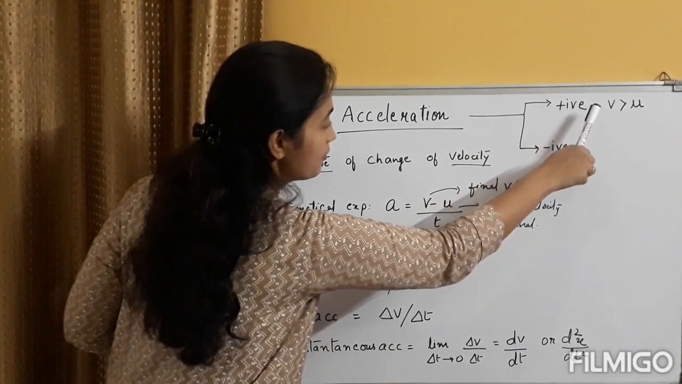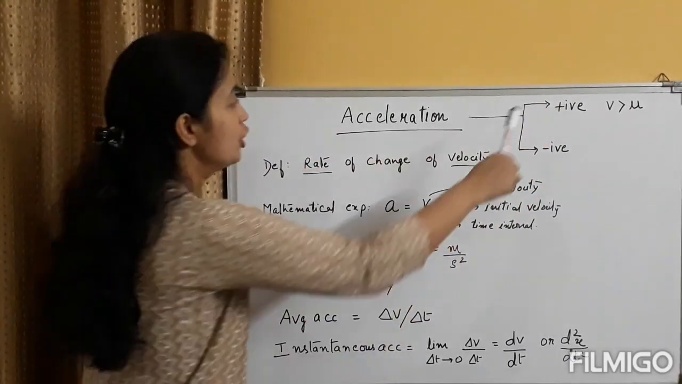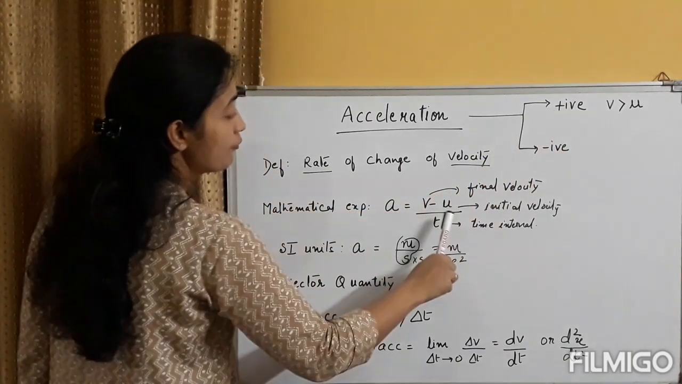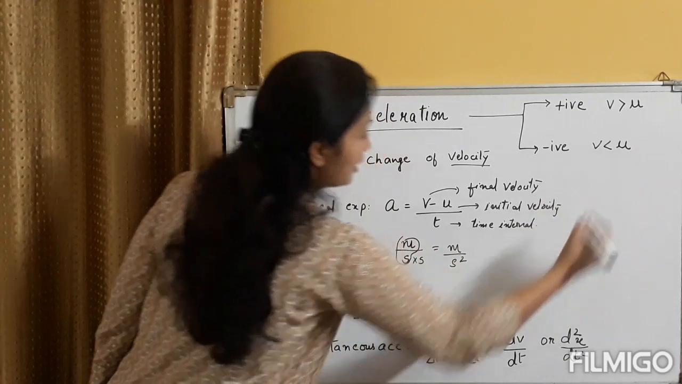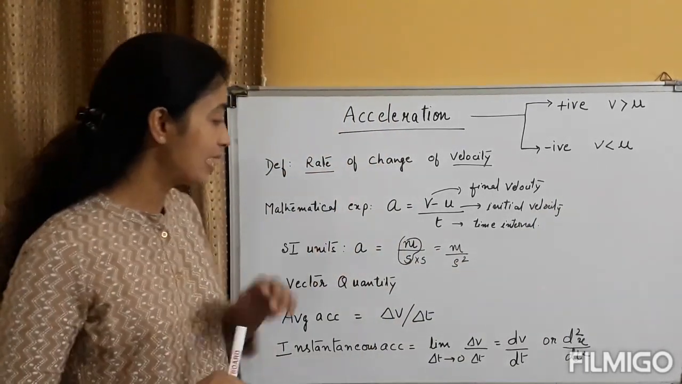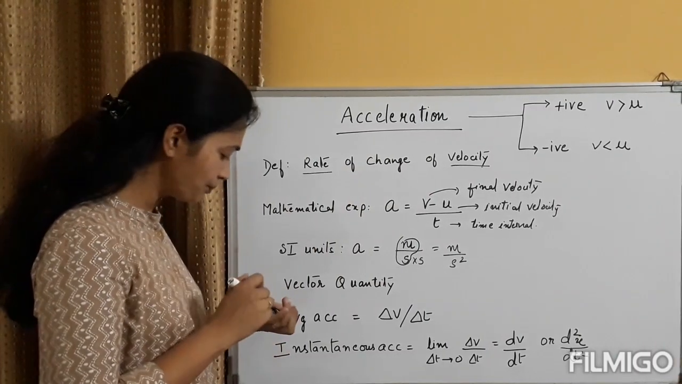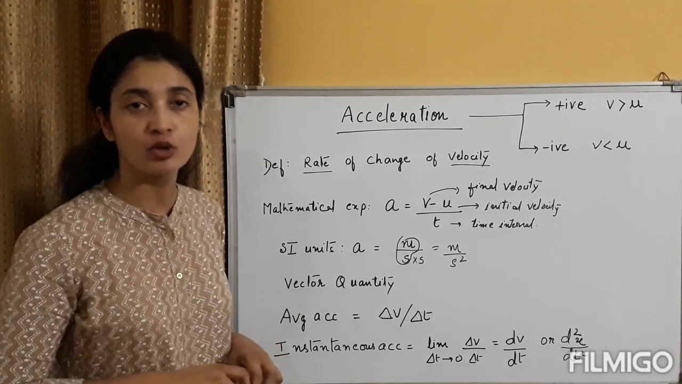Acceleration can be positive. If your final velocity is greater than initial velocity, you will get positive acceleration. If your final velocity is less than initial velocity, the acceleration will be negative. The value you get will be negative. We can see a small numerical with a graph on this particular aspect.